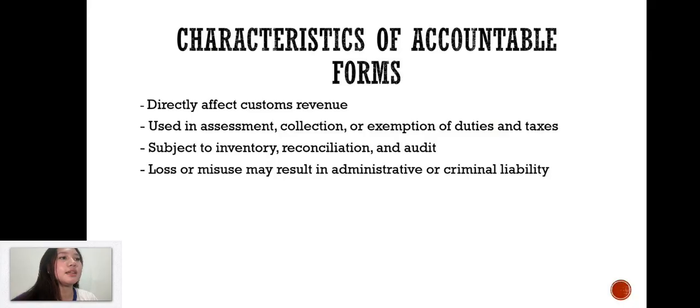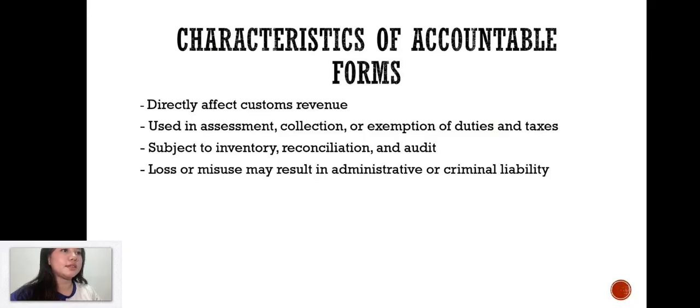Second is legally significant. Accountable forms serve as legal documents and evidence in customs transactions. They are used during investigations, audits, and disputes to verify whether customs laws and regulations were followed properly. The third is strictly controlled. Because of their importance, these forms are carefully monitored. Customs offices maintain inventories and record and track the issuance, use, and disposal of each form.